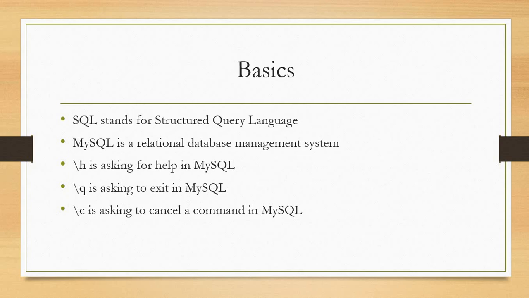\H is how you ask for help in MySQL. \Q is how you exit in MySQL. The Q represents quit. \C is how you cancel a command in MySQL. Often when trying to execute a command in MySQL, you will use the command commit in order to execute what you're trying to do.